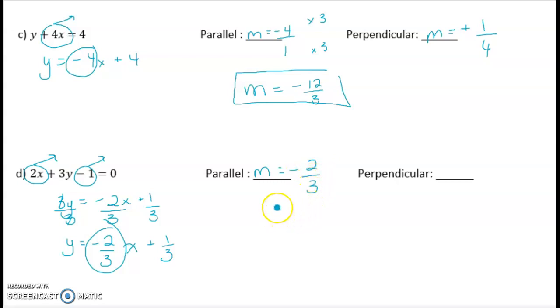And if I want to do it perpendicular, I flip it. So the 2 goes on the bottom, 3 goes on the top, and it changed from a negative to a positive. Now to find a parallel slope to negative 2/3, let's multiply both of these just by 2. So a parallel slope could be negative 4 over 6.